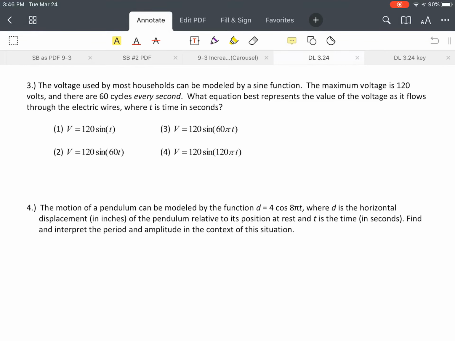Hi everybody. I wanted to take a few minutes to go over question number 3 and question number 6 from Tuesday's homework. So if you had trouble with either or both of those, hopefully this will help you. So let's look at number 3.